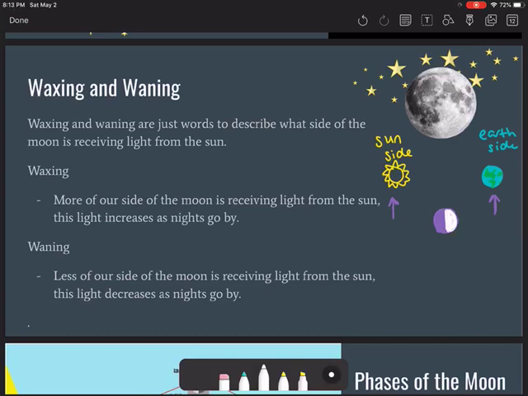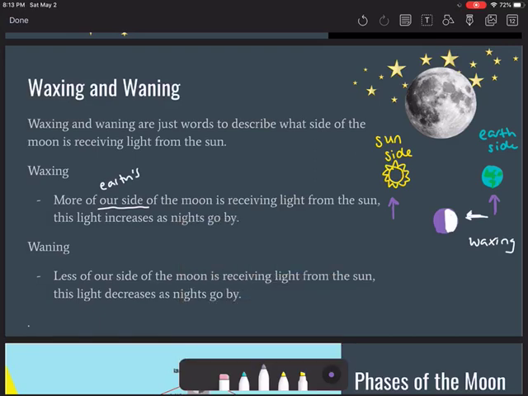Okay, so the white represents the part of the moon that we can see light on in this particular point in time, and what side is dark. So in this case, the earth side is receiving most of the light, and the sun side is receiving not a lot of light. So if the earth side is receiving light from the sun, that is a waxing moon. Because we say more of our side, or the earth side of the moon, is receiving light.